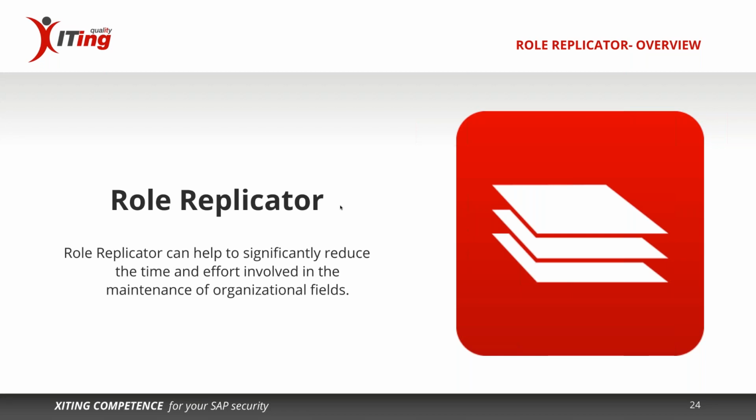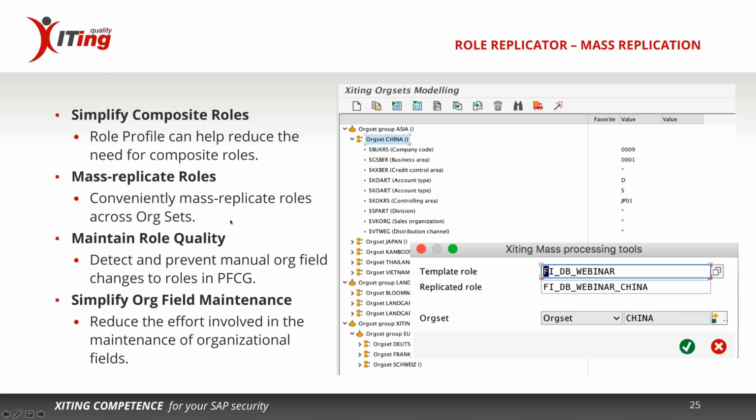So you may be using derived roles to handle identical roles, with the advantage that if you have to add a T-code at some point, you add it once to a parent role and you distribute the changes to all the children. But what about organizational fields? Those are typically harder to maintain, meaning that whenever you want to add a company code, let's say, you have to go role by role, even if you do it at the org field level, and add a company code. And we have a solution to simplify that task, and we call it Role Replicator.